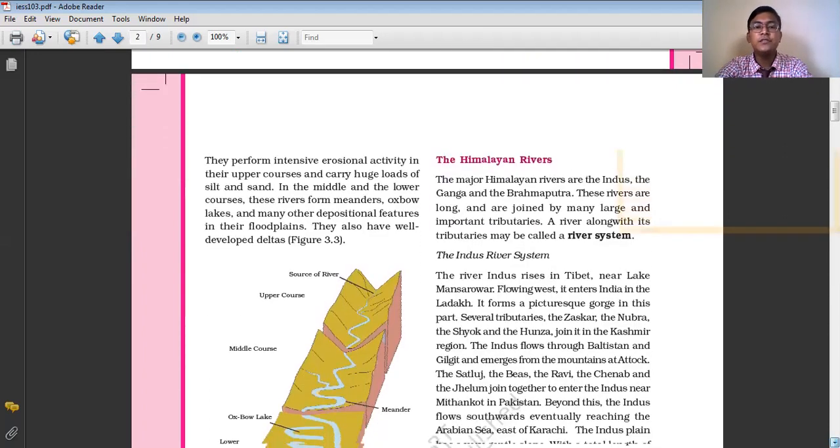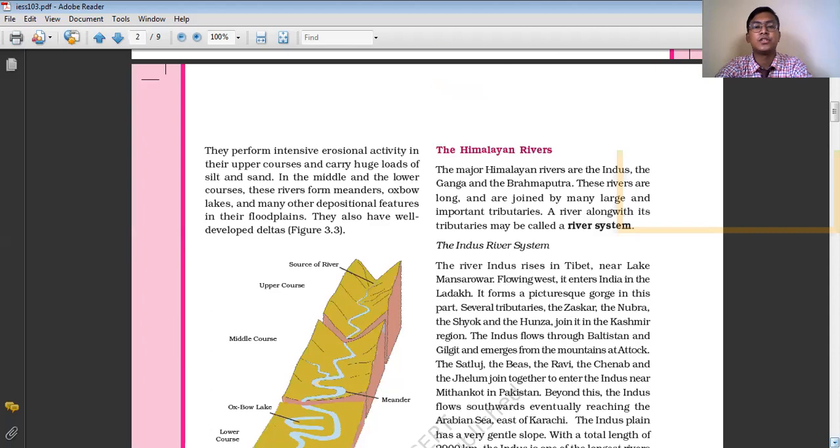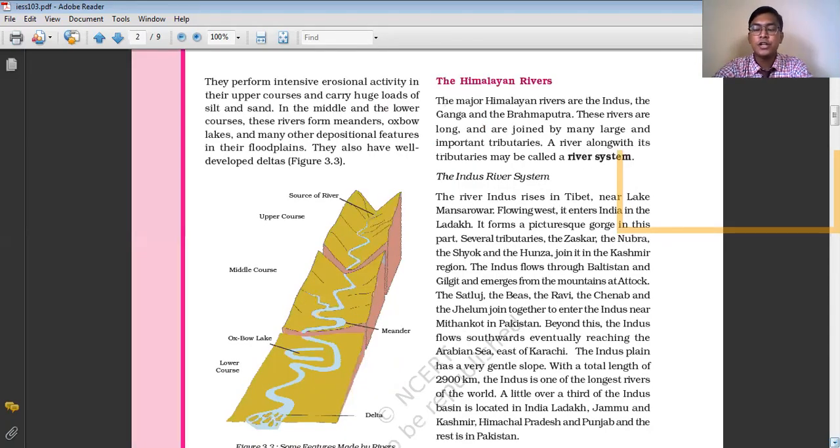So the course of the river can be divided into three sections. The Himalayan rivers, after originating in the higher altitudinal regions of the Himalayas, flow through the different mountainous areas and enter the plain areas. After flowing for a long distance in the plain areas, they ultimately drain into the Bay of Bengal or the Arabian Sea.